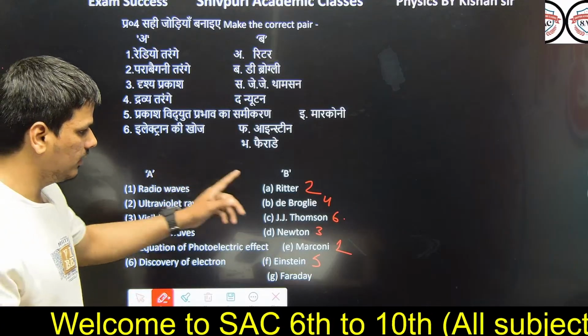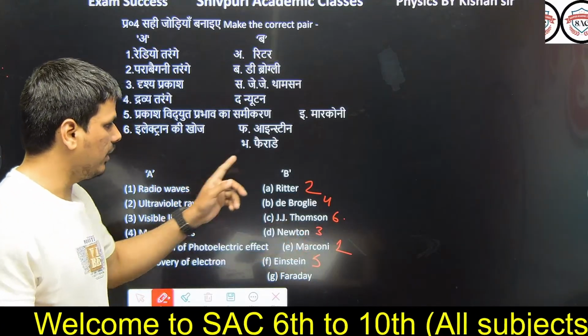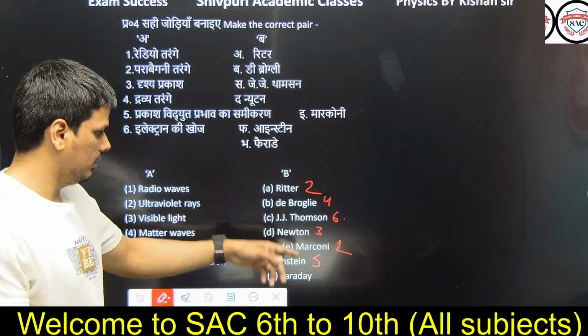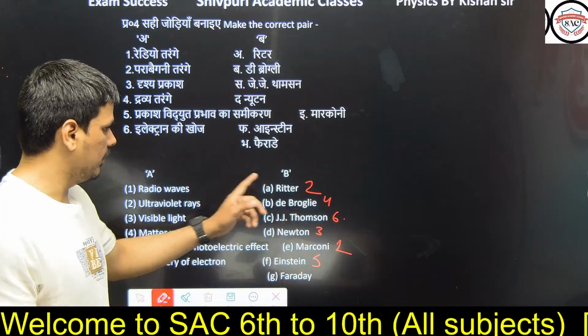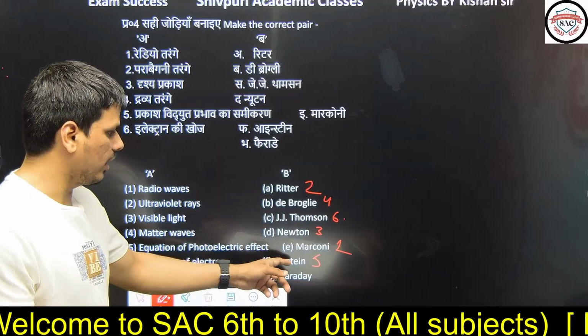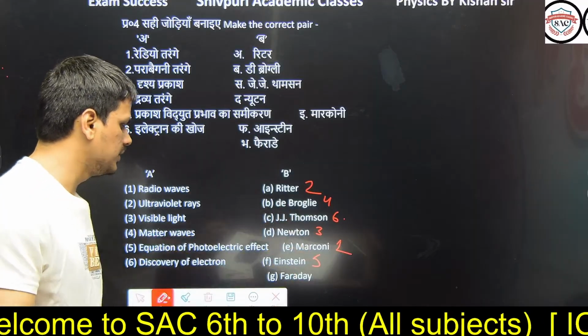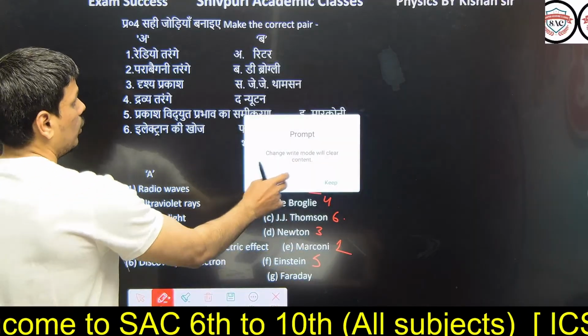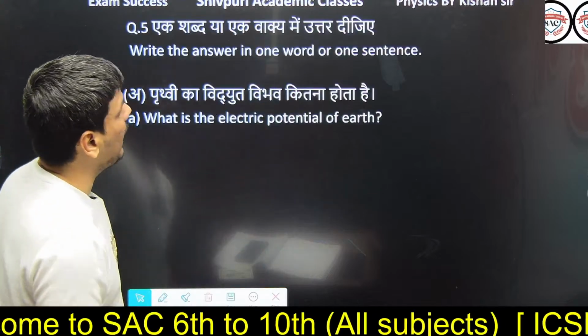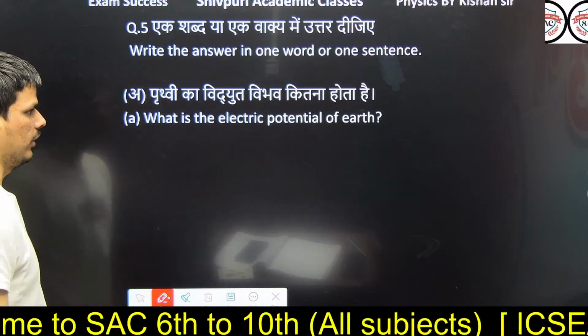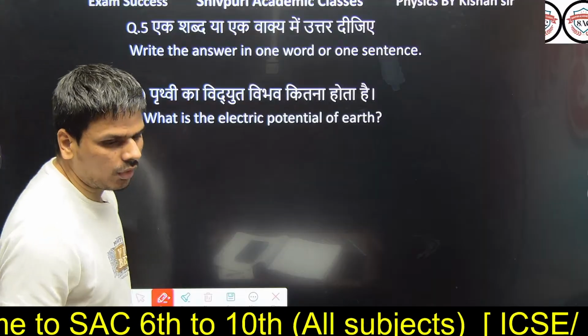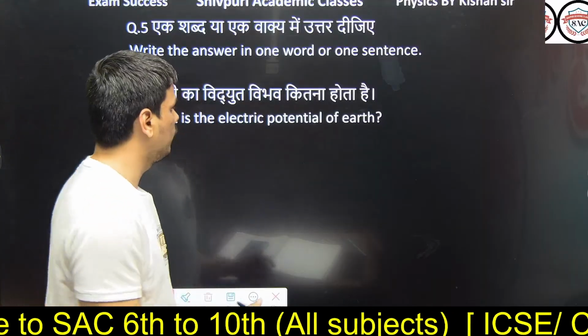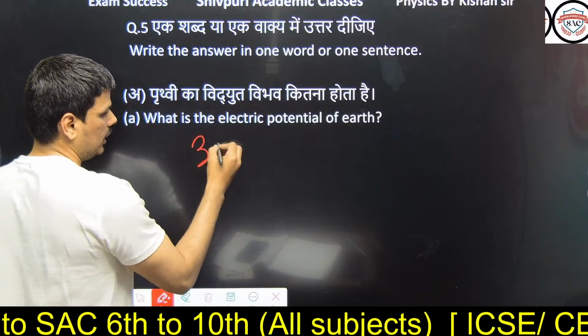First is radio waves Marconi, ultraviolet rays Ritter, visible light Newton, matter waves de Broglie, equation of photoelectric effect Einstein, and discovery of electron J.J. Thomson. Okay, so for the next question, answer in one word. What is the electric potential of Earth? So electric potential of Earth should be 0.